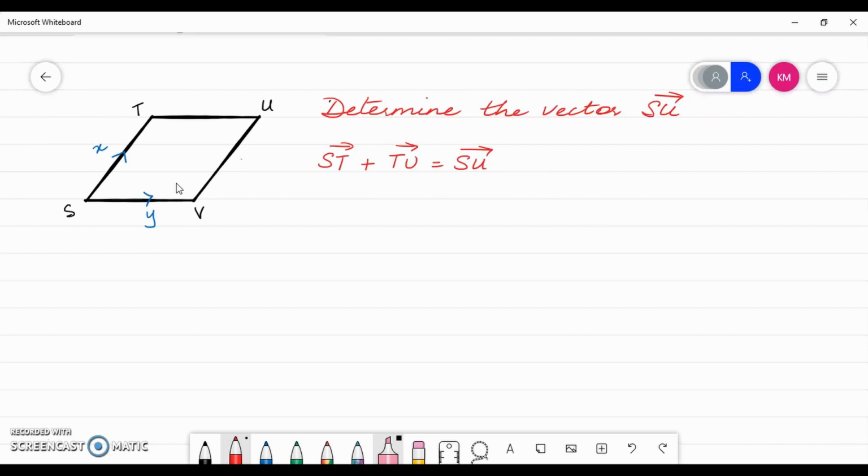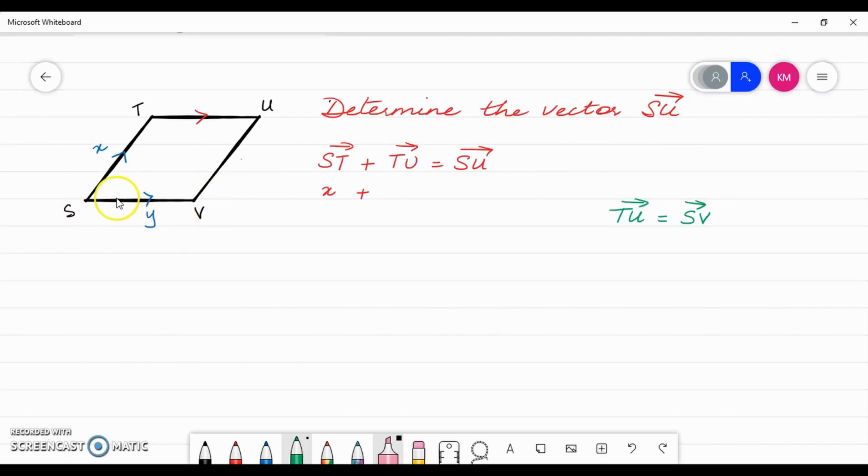So we can see here that S to T is X. So we can write X here. But what is T to U? That is unknown. Now, T to U is the same as S to V. They are both equal. So I will put a note here. TU is equal to the vector SV. This is a parallelogram. So we can see that TU is equal to the vector SV.